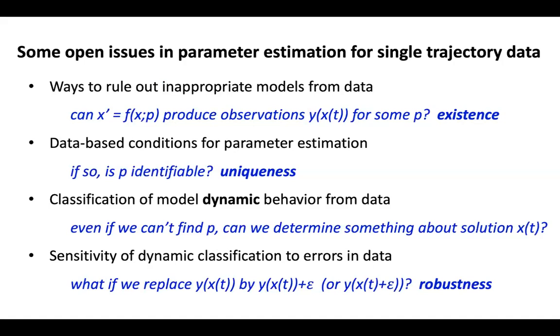But yeah, the types of things we're after are, is our model correct, right? Can we even fit the data? If so, is there a unique parameter set that works? Even if we can't find P, can we say something about the solution? Is it periodic? Is it bounded? Is it unbounded or whatever? And how robust are these conclusions to errors in the data?